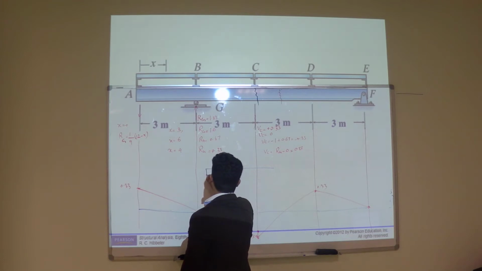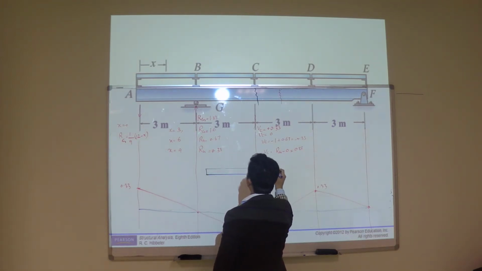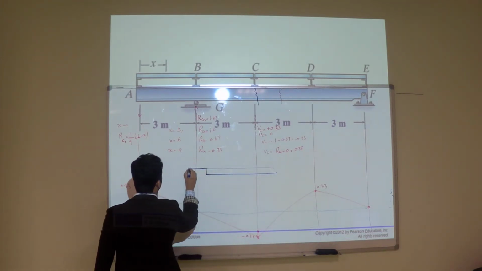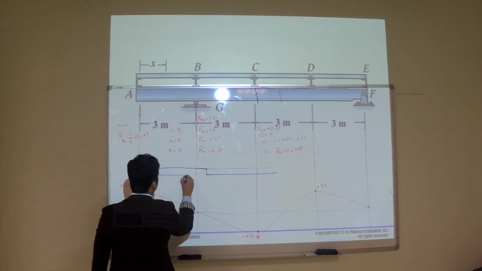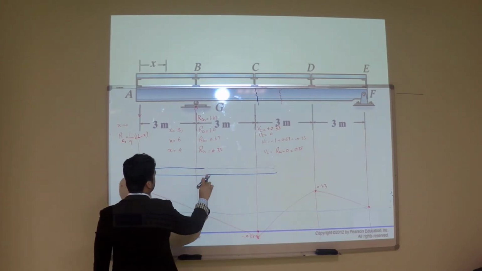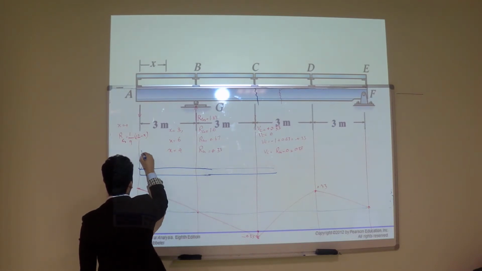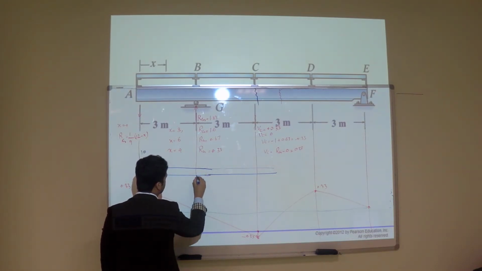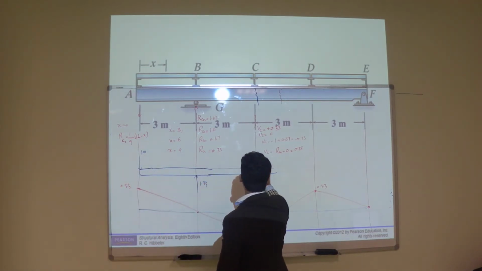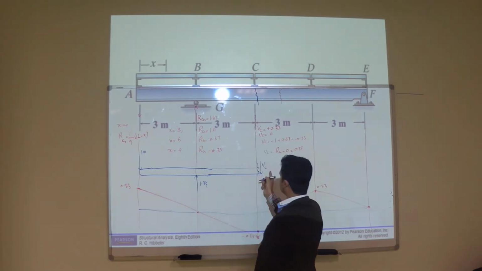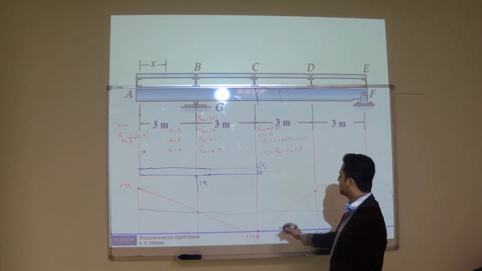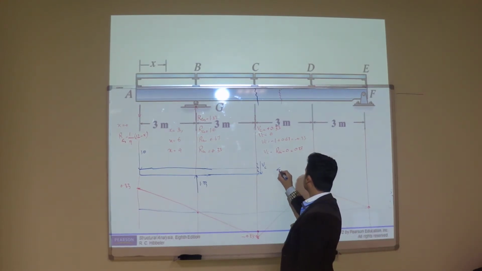If you are confused, here you have the same panel. The load is here, the load is 1 and the reaction is here, 1.33. And we need shear at this point. This is VC, the positive shear. So apply the equilibrium.